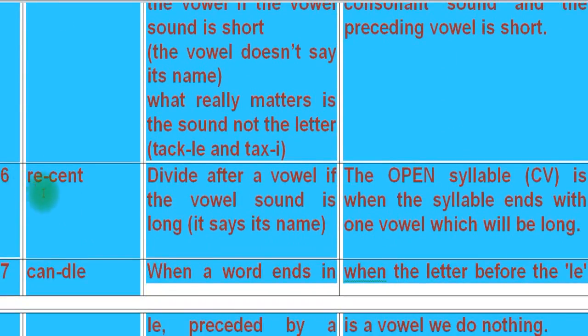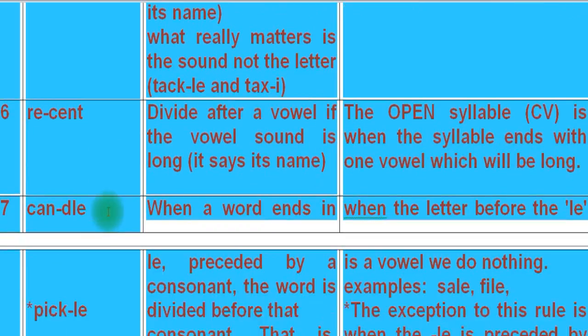6. Resound. Divide after the vowel if the vowel sound is long. Long means it says its name. The open syllable, which stands for CV, is one that ends with one vowel which will be long.